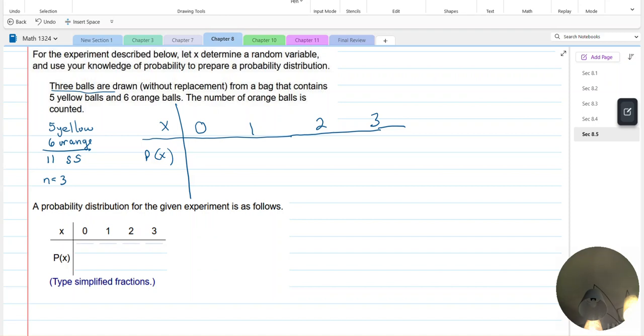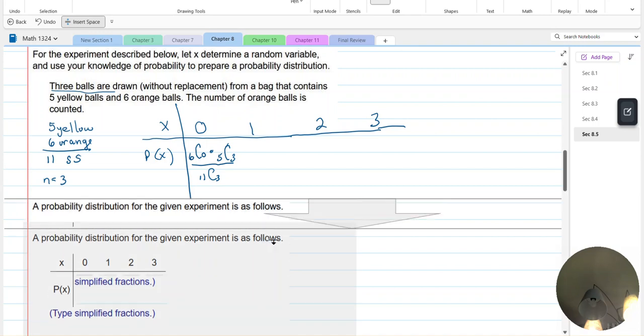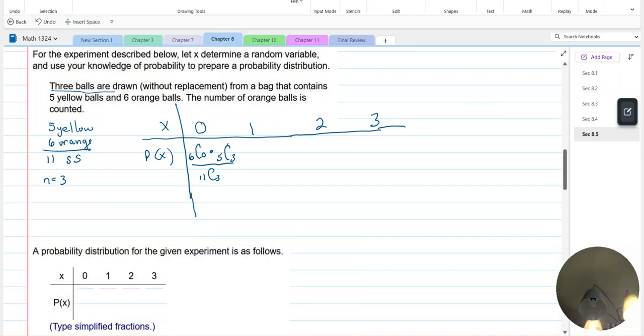And now we're talking about what we've done before, which is that success and failure. So if we want 0 of the oranges, then we're going to have 6 choose 0 times, and then we want the yellow, 5 choose 3, all divided by the total, 11 choose 3 for the probability, because this one is not talking about individual percentages. We have to calculate those individual percentages.